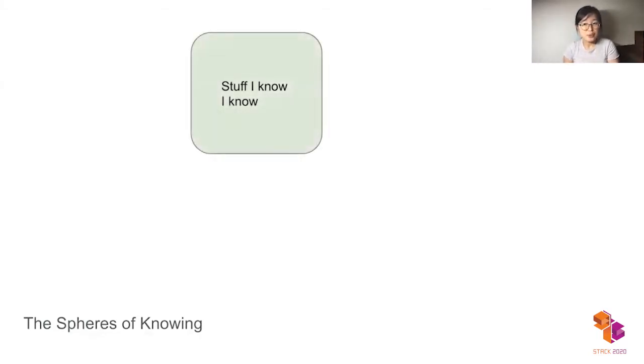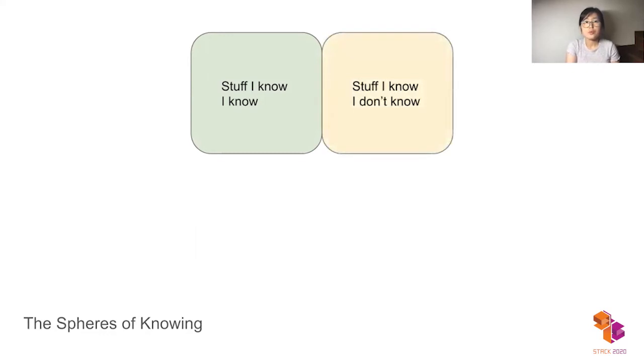Another thing I like to pair with this is the concept of the spheres of knowing. So what is this? Stuff I know I know. This is stuff that could help you in writing your test pre-development. You know what you are expecting, for example. Stuff I know I don't know. This could be the implementation of your feature. You might know what you're expecting, but you might not know exactly how to get from your current state to your desired state. But you know that you have to go and find out.